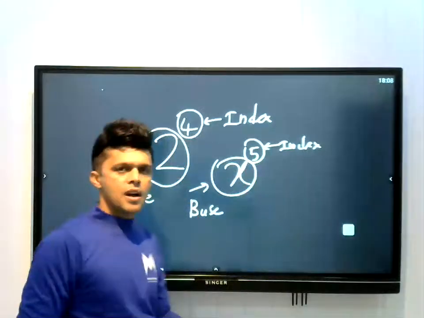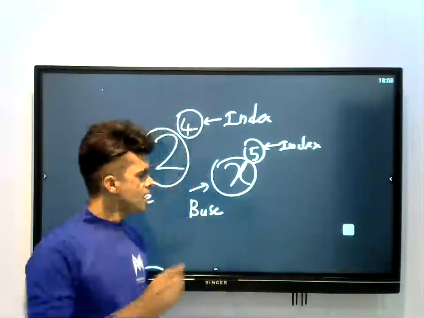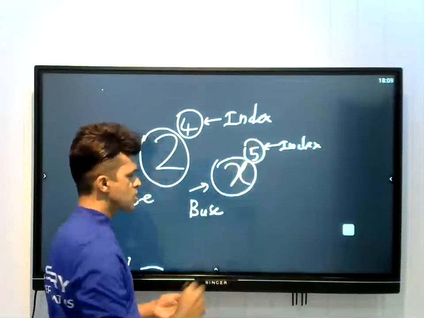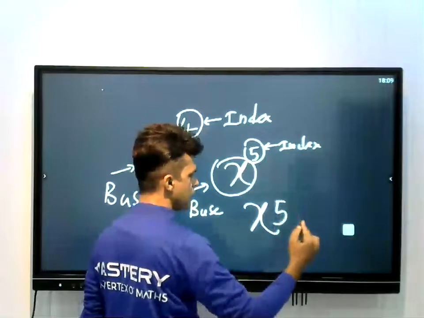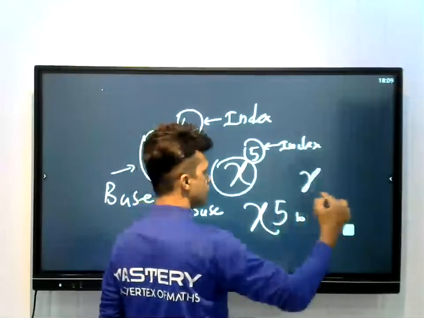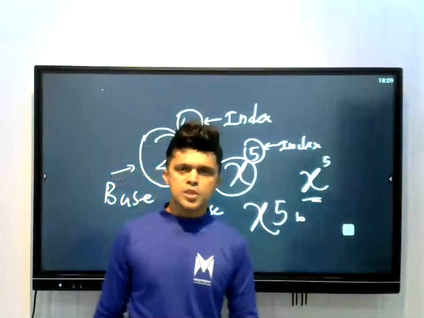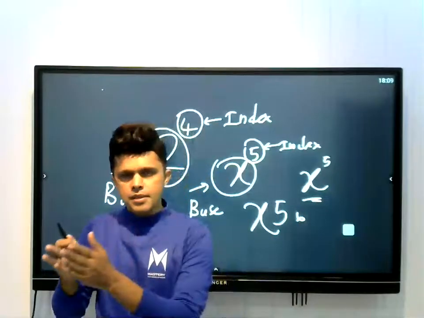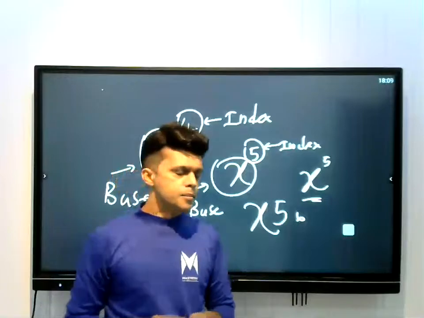Generally, when you compare the base and the index, this is written as x to the power 5. It is not written in this sense, x to the power 5 like this. This is wrong. You could get an idea about this one, I think. And you now know the idea of base and index.